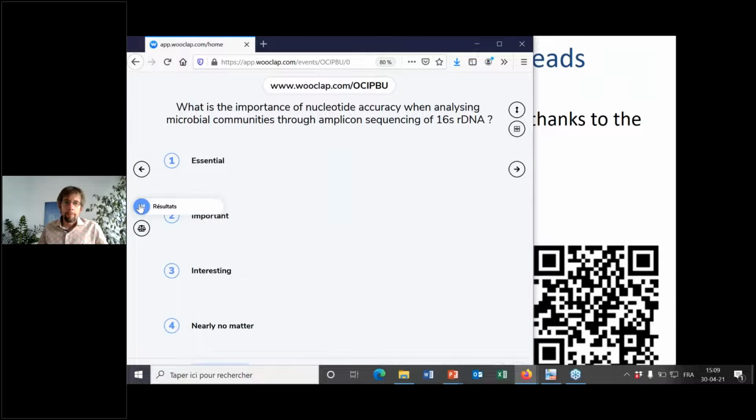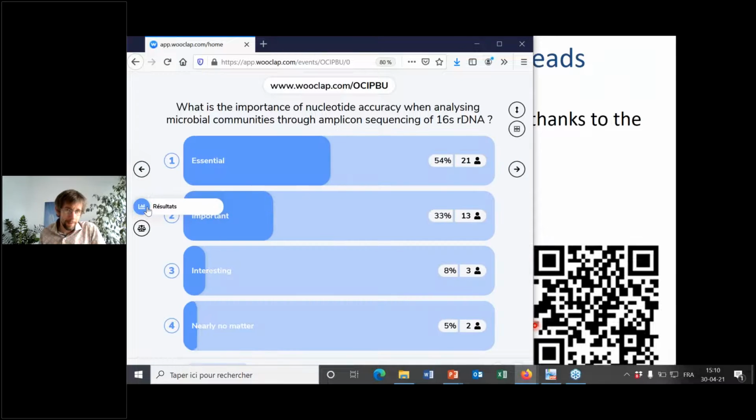Another question. What is the importance of nucleic acid accuracy when analyzing microbial communities through amplicon sequencing of 16S rDNA? What do you think? Essential, important, interesting, or it doesn't matter? So I have like 30 responses. Let's have a look.